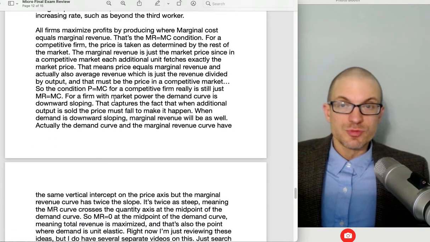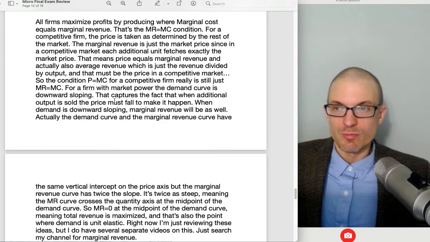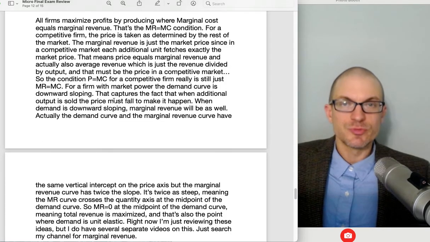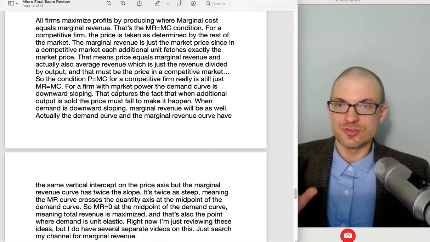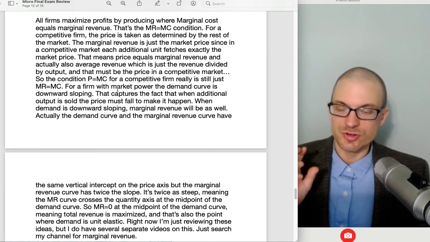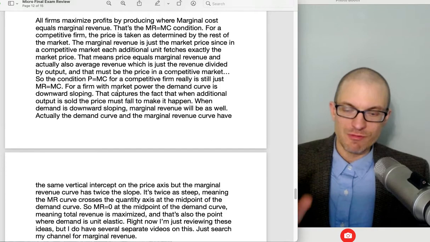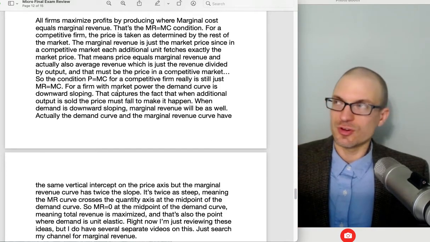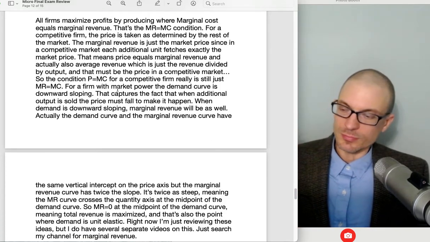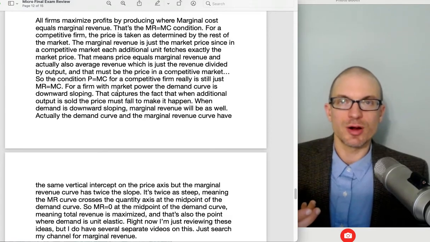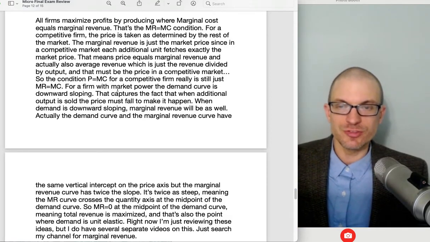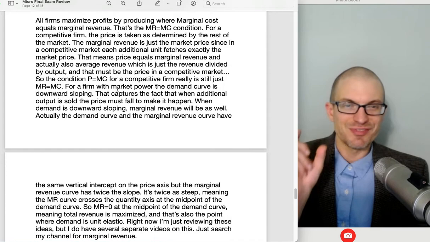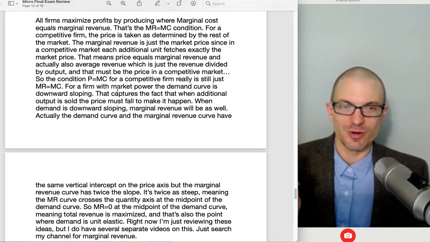Now, all firms maximize profits by producing where marginal cost equals marginal revenue. So that's our MR equals MC condition. Now, for a competitive firm, this is just marginal revenue equals the market price because they're taking that price as given. And each additional unit sold in the market is going to fetch exactly the market price. So we get price equals marginal revenue equals marginal cost for a competitive firm.